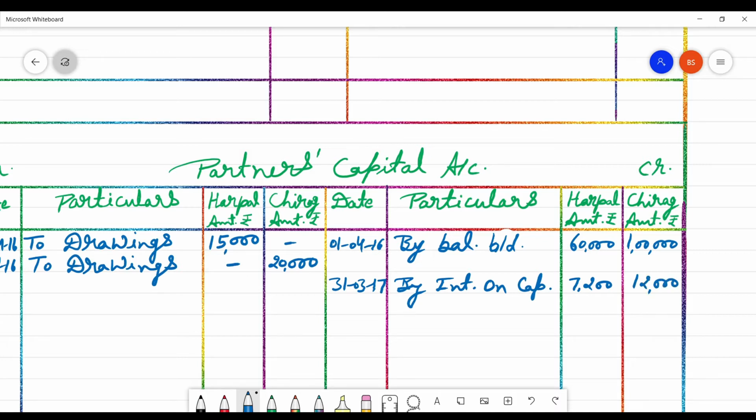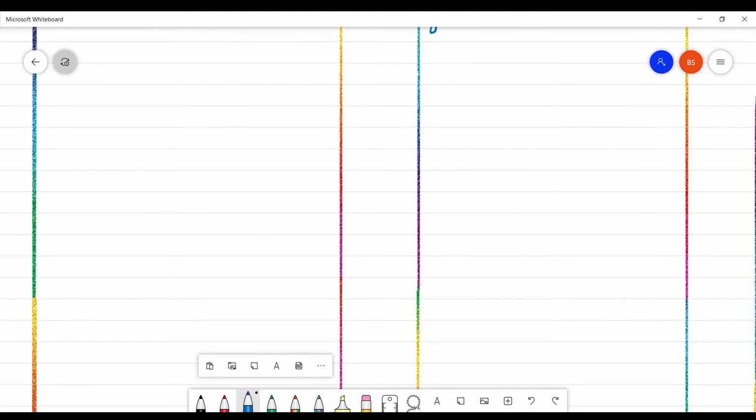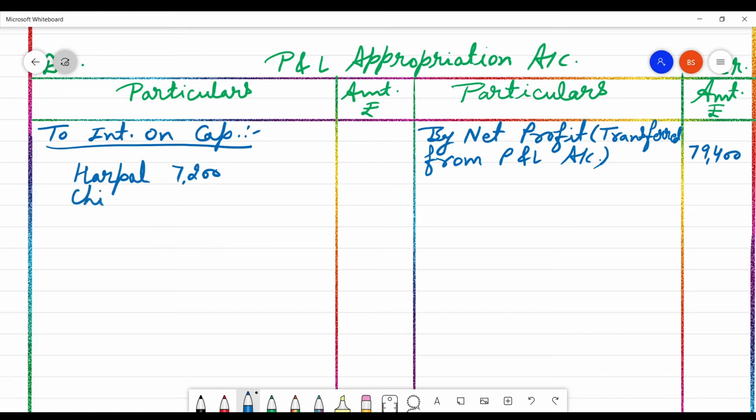And this adjustment's second entry will be recorded on the debit side of the P&L appropriation account, to interest on capital. Harpal 7,200 and Chirag 12,000, total 19,200.